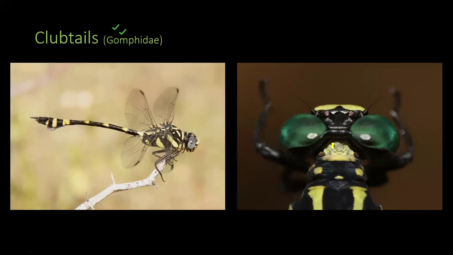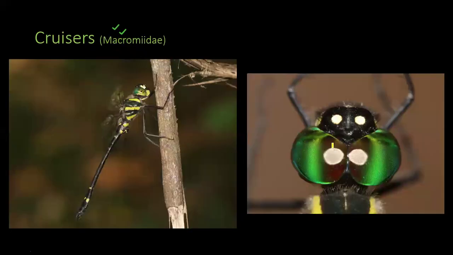Generally, they are black with some sort of yellow or green markings, or sometimes they can be more greenish or yellowish with small black stripes. So they can be more yellow or more green, but it's always black and yellow or black and green in most species. Right. Cruisers, or family Macromiidae, is another common group of dragonflies that we can see.